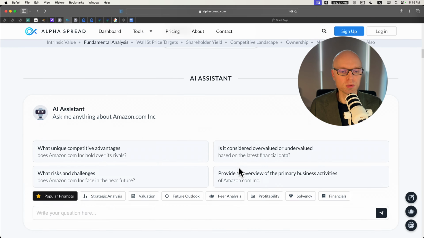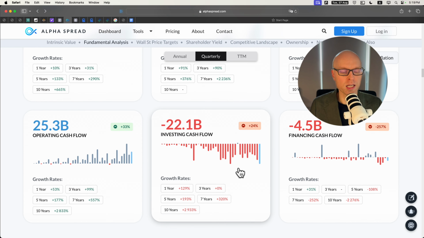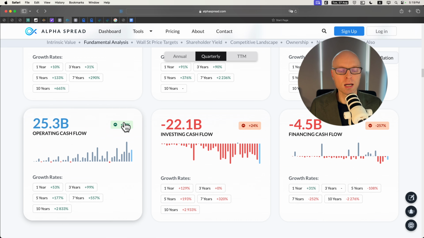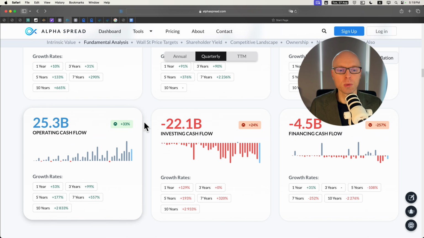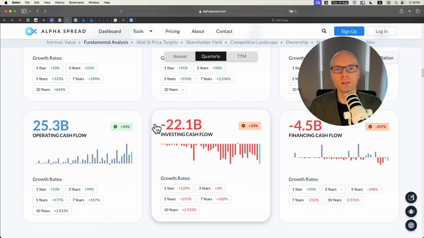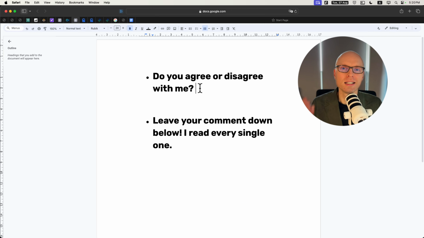If you scroll down, you will see that Amazon's operating cash flow went up by 33% compared to the previous period. And we will use a conservative figure when we work out the fair value of the company. Now I'd like to get your opinion. Would you buy or sell Amazon? And if so, what else would you buy?